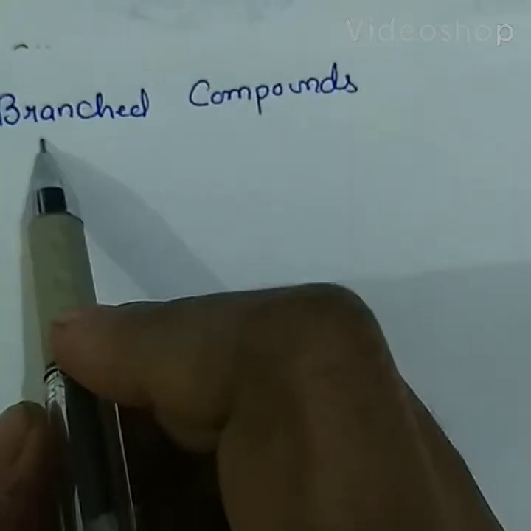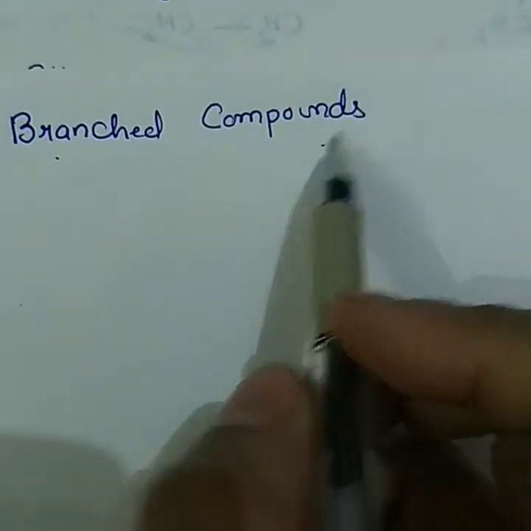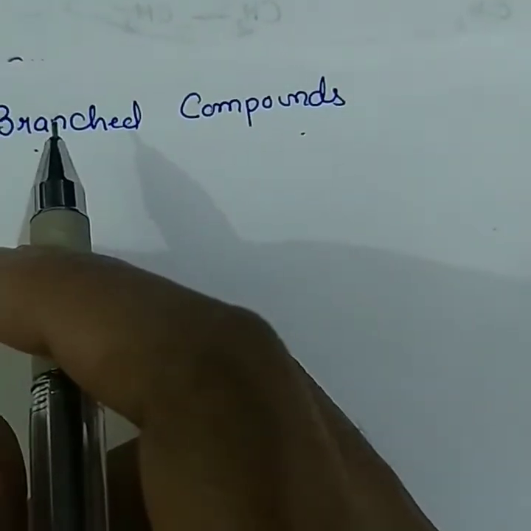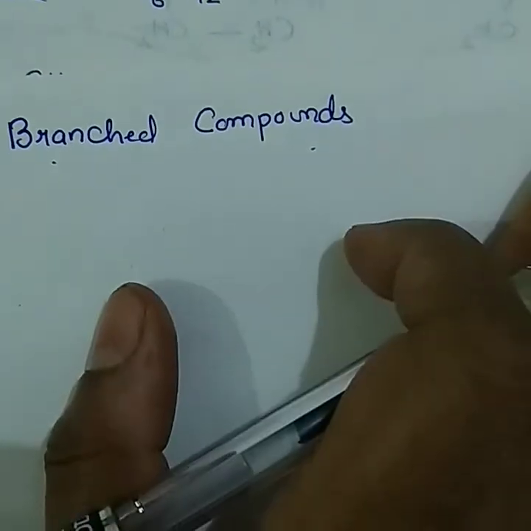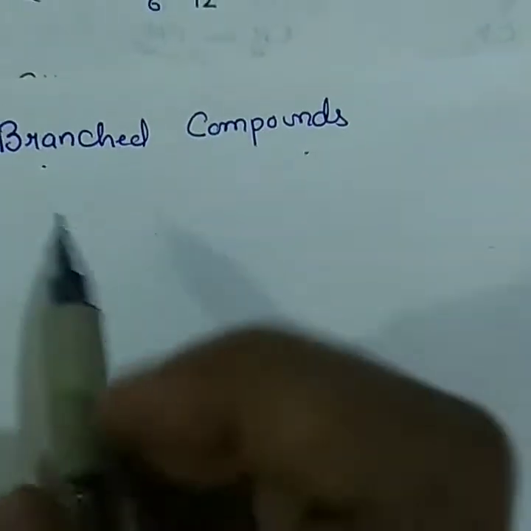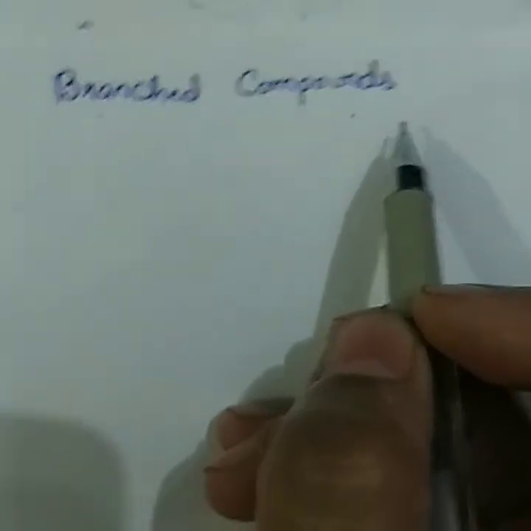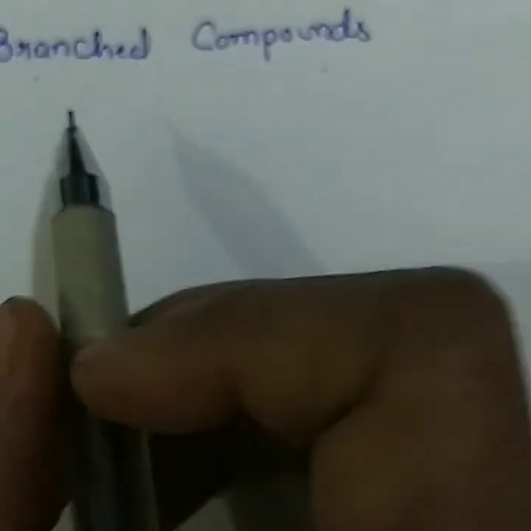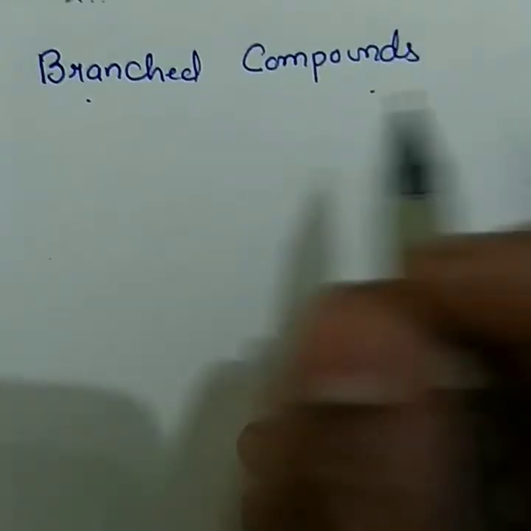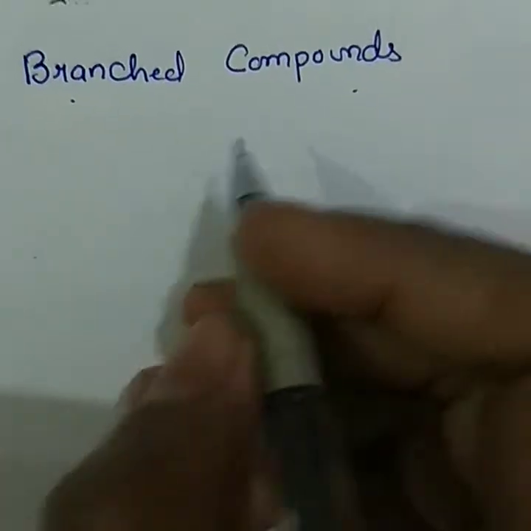We are going to do the branched compounds. In the previous lectures we have done straight chain compounds and ring compounds. So carbon can also form branched compounds. First we will see what branched compounds are, then we will go on to structural isomers.